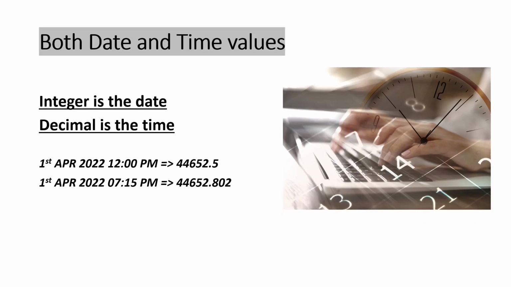So if we have both date and time, then the integer is the date and the fraction is the time. So if we have some value like 1st April 2022, 12 p.m., then 1st April 2022 can be converted into the serial number 44652, and 12 p.m. is half of the day, that is 0.5. So this whole data will be 44,652.5. Similarly, 1st April 2022 and 7:15 p.m., if you calculate it, it will be 44,652.802. So in this manner, Excel stores time values. But for our convenience, we make it into some format that we'll see now.